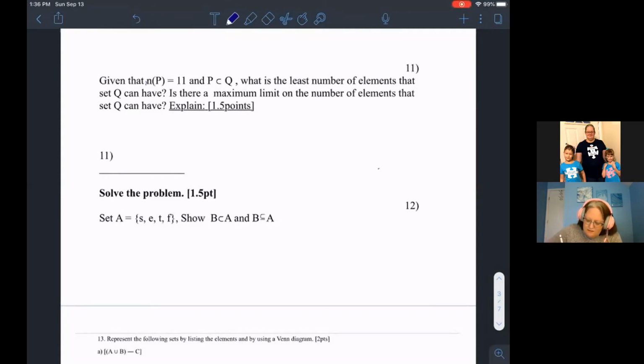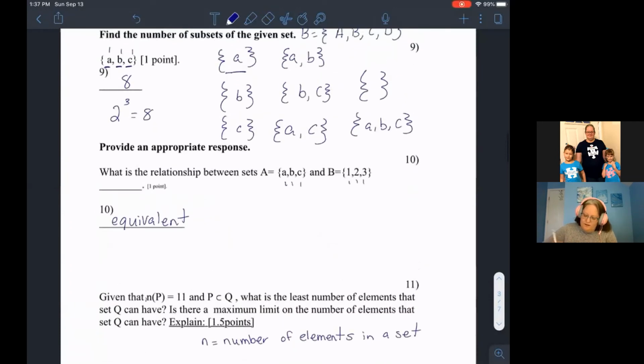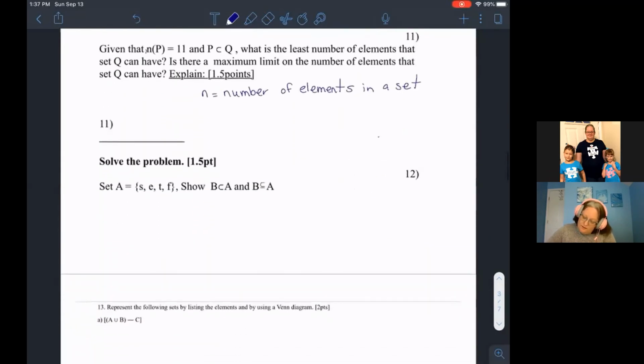N is the number of elements in a set. So just like I said up here, this one has 3 elements, A, B, and C. Now it says, so if set P has 11 elements, we have 1, 2, 3, 4, 5, 6, 7, 8, 9, 10, 11. So it has 11 elements.